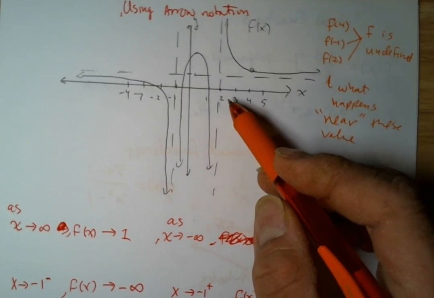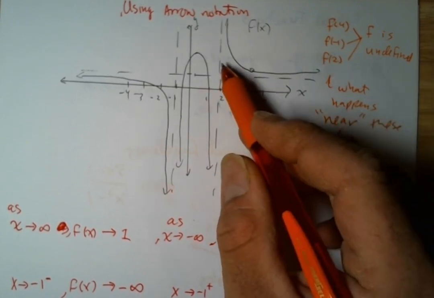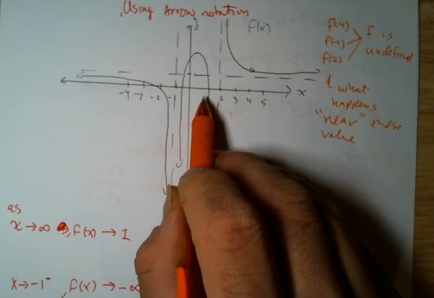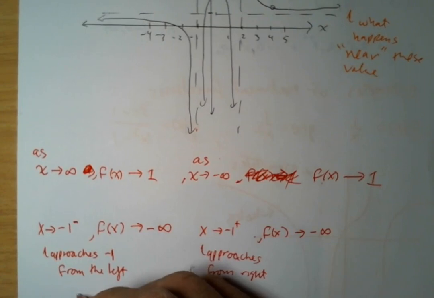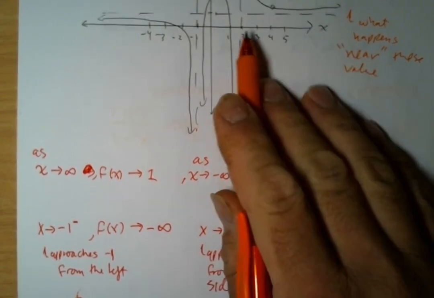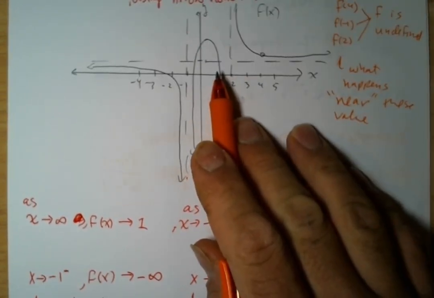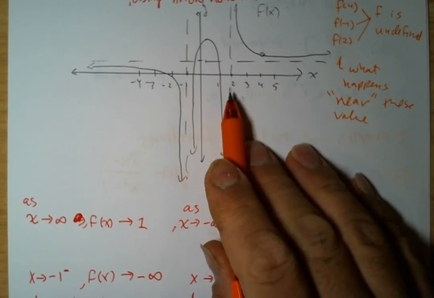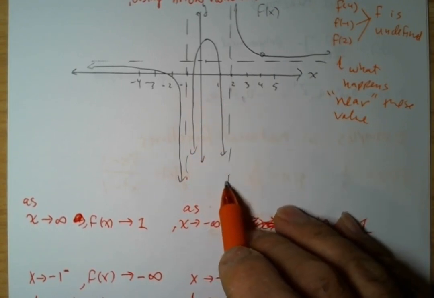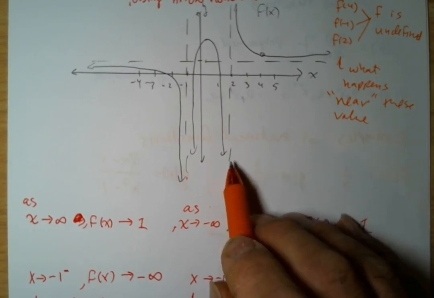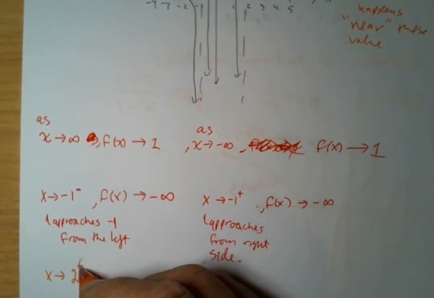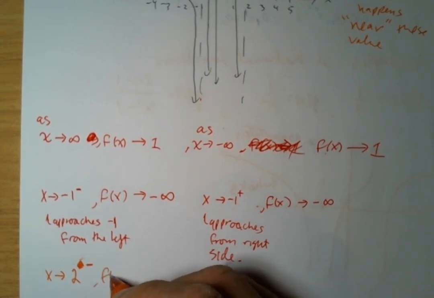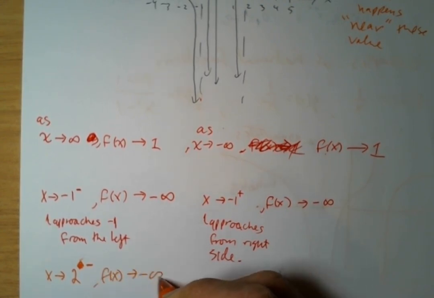Okay, so here we're looking at what happens as x approaches 2, in this case positive 2, from the left side. Again, the closer we get to 2, the further we go down in the negative direction, so it grows without bound in the negative direction. So as x approaches 2 from the left, f of x approaches negative infinity.